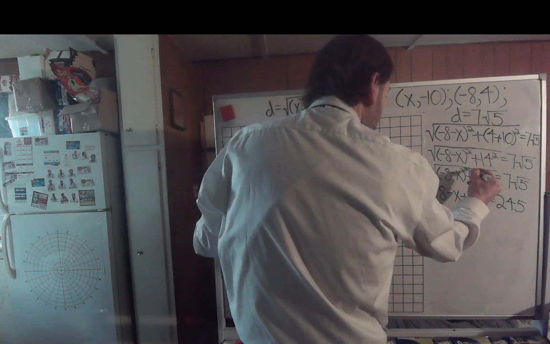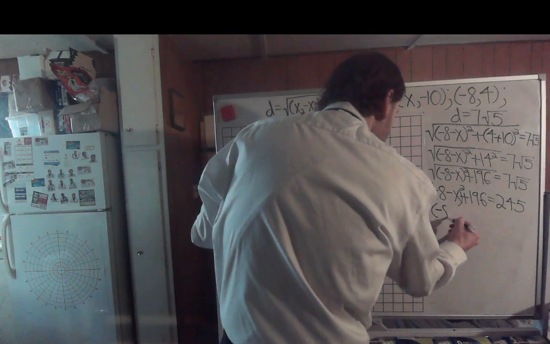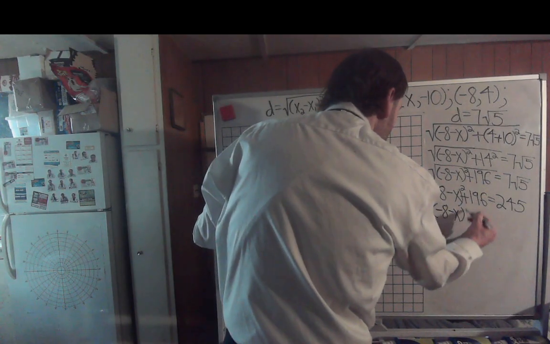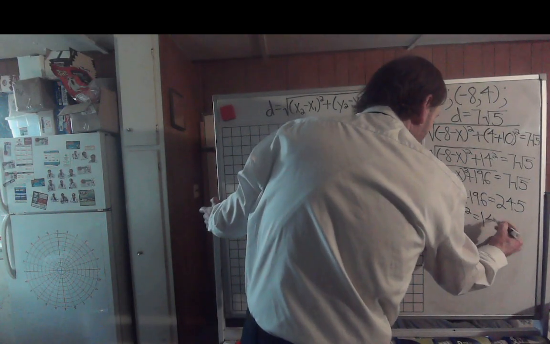Whoops, I forgot to square that. No wonder I'm getting it wrong. So this would be negative 8 minus x squared would end up equaling 149.